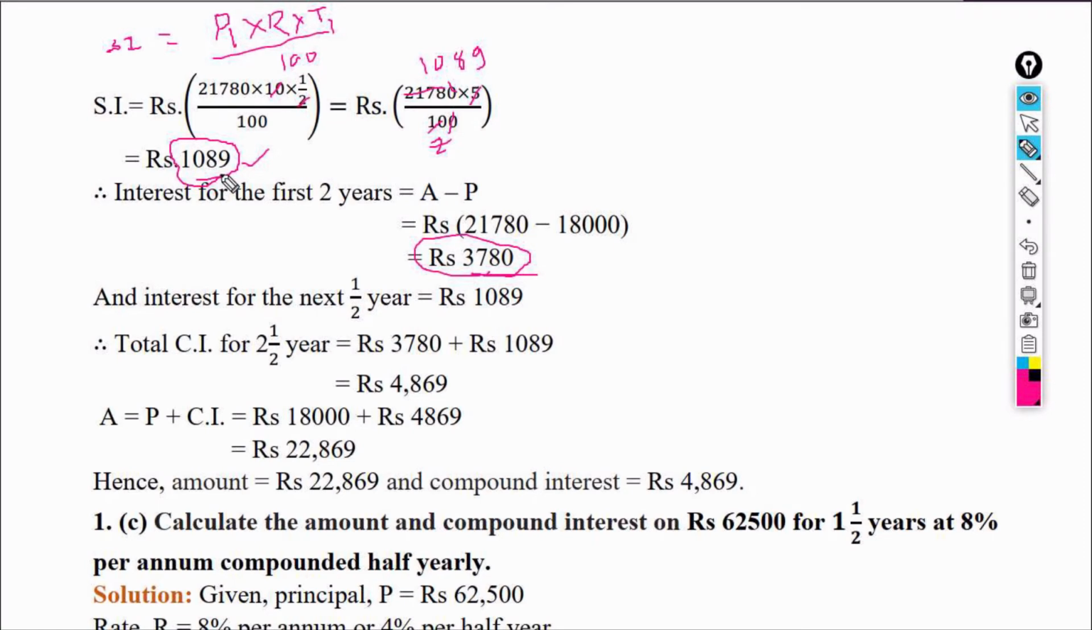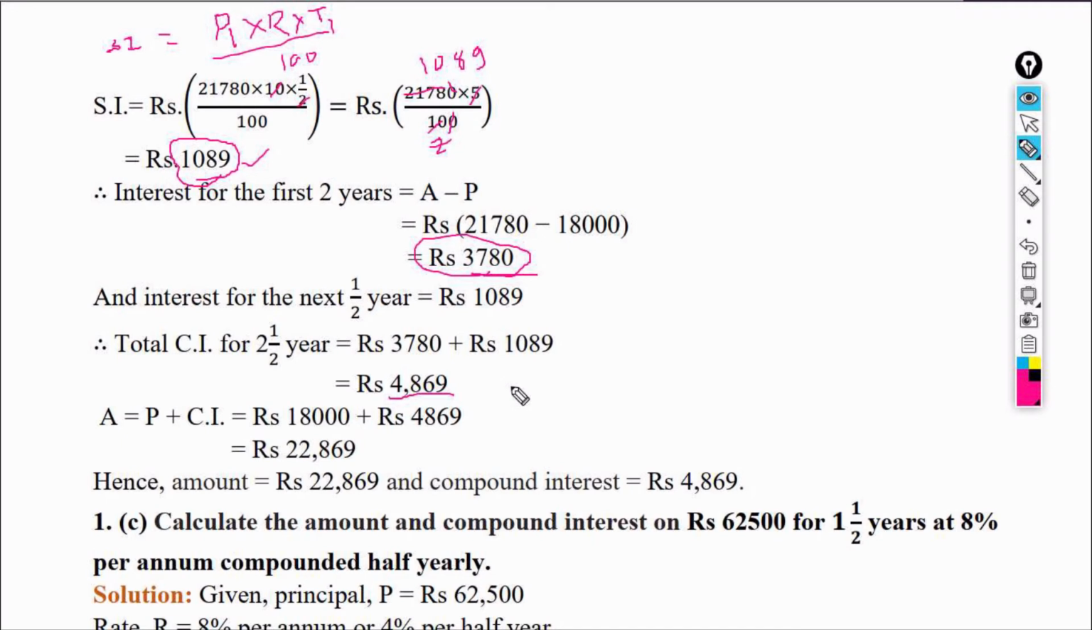Remember that you have to add these two interests. First is compound interest for 2 years, and second is simple interest for half year, to get the total compound interest, and that is equal to rupees 4,869. Now finally you have to calculate the amount.